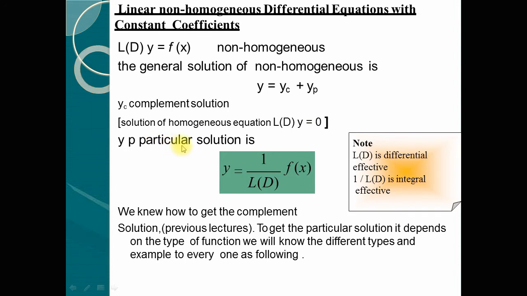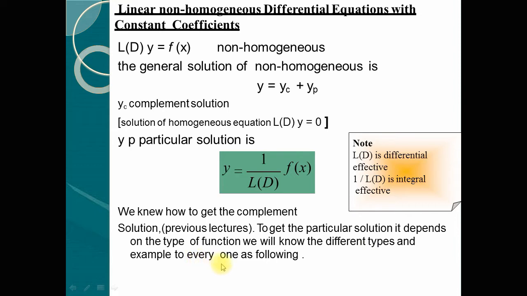Now the particular solution yp is given by 1 over L of D into f of x. f of x is the function which lies on the right hand side. Dear students, note that L of D is the differential operator and 1 over L of D is the integral operator. We know how to find the complementary solution, and we have already discussed the procedure in the previous lectures. Now to get the particular solution, it depends on the types of functions which lie on the right hand side. We will see the different types.